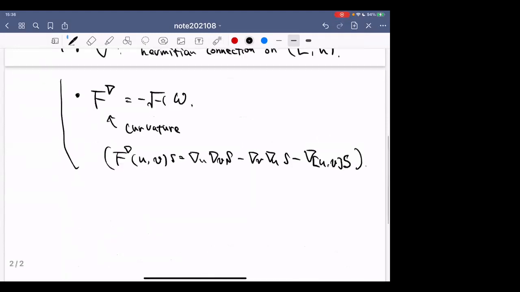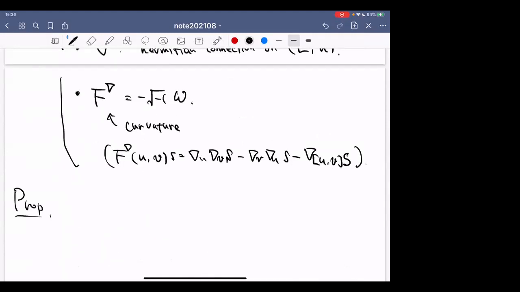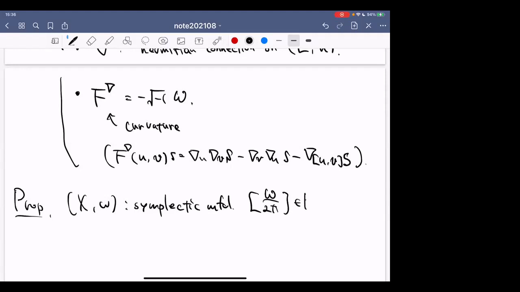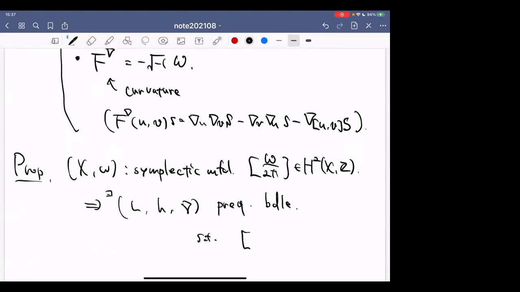Now let X and omega be a symplectic manifold. Assume that omega over 2 pi is in the integer coefficients cohomology. Then there exists a prequantum bundle such that the first Chern class of L is given by omega over 2 pi.